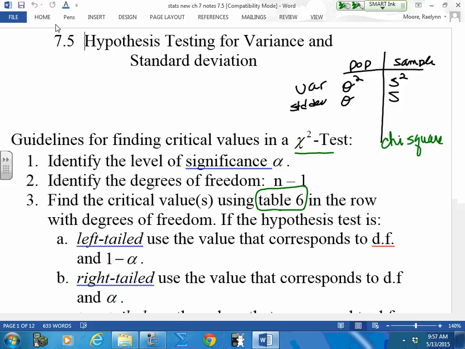Notice the shading is on the right. The chi-square is the one that has the shading to the right. The T and the Z have the shading to the left. So this one works slightly different than the other ones.